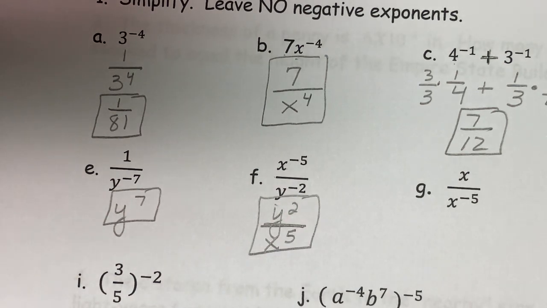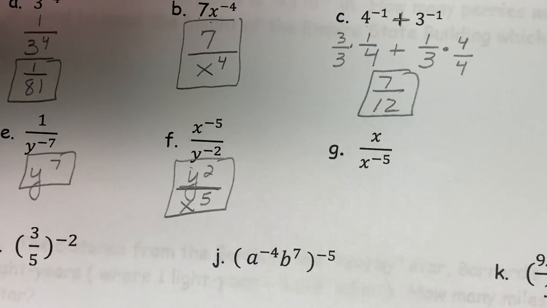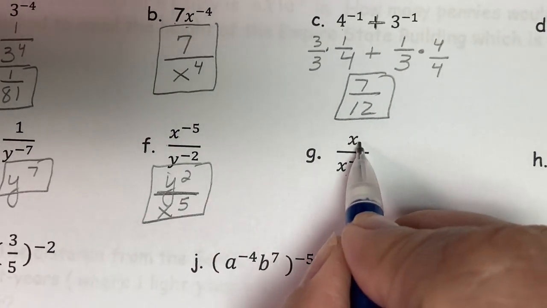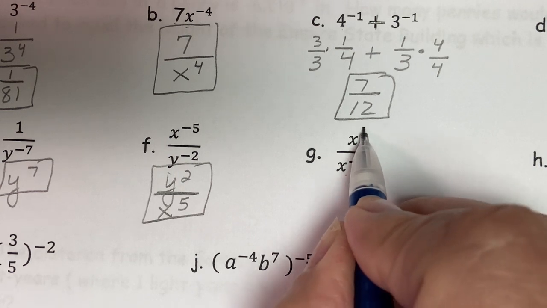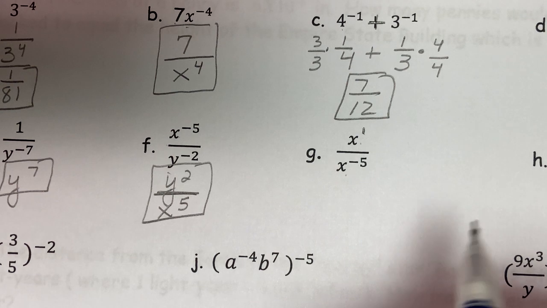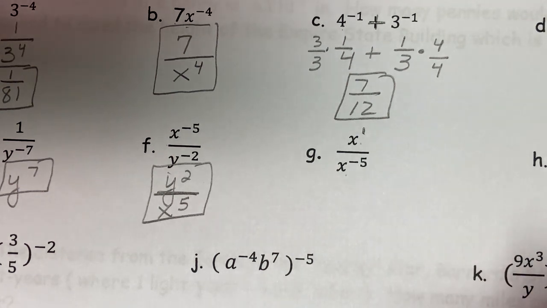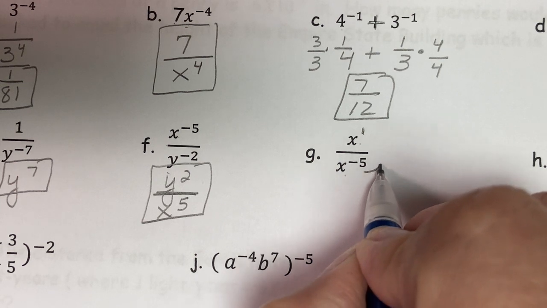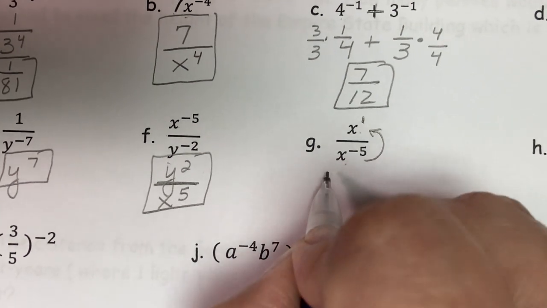Now if we look at G, what's going to happen with this x to another? Well, let's look at the x first. This is x to the first. That's not going anywhere, is it? It's being raised to a positive exponent. Only negative exponent things move. This x to the negative 5 is going to go upstairs and become x to the 5th.